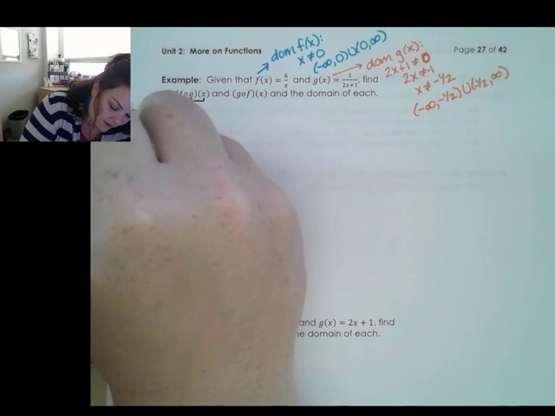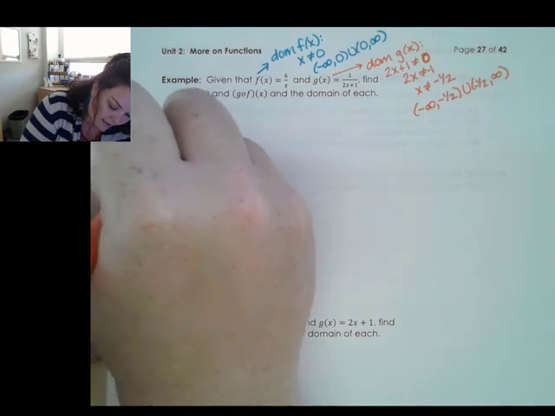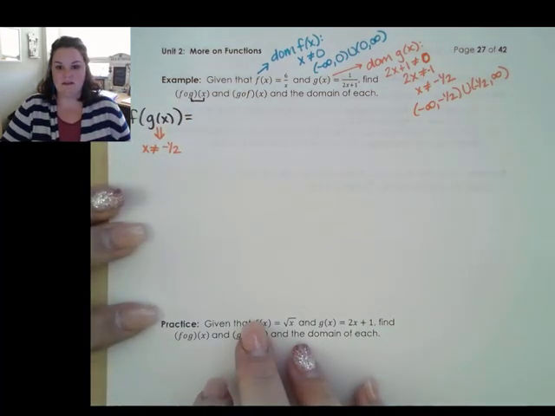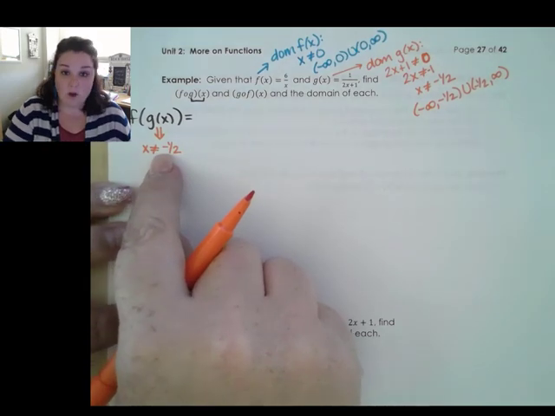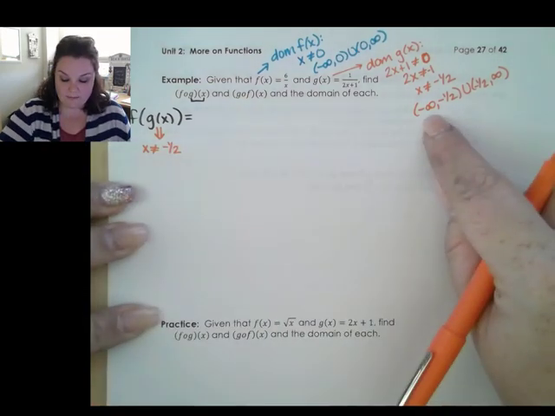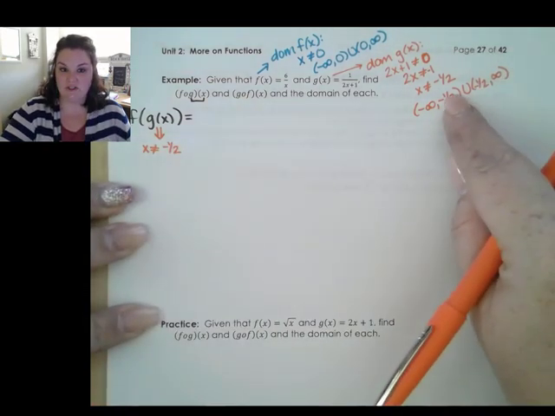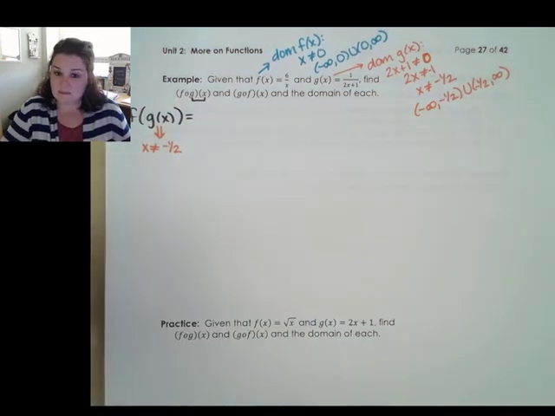that x cannot equal negative 1/2, just to save some space. Okay, if this ends up being my only restriction, then I'll write my domain like this in interval notation. But just for the sake of saving some time and some space, I'm going to write it like that.